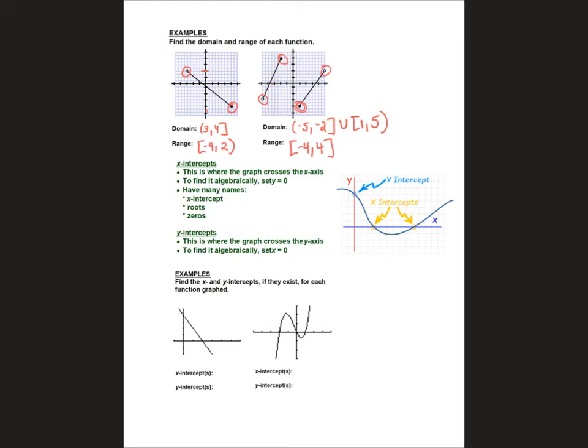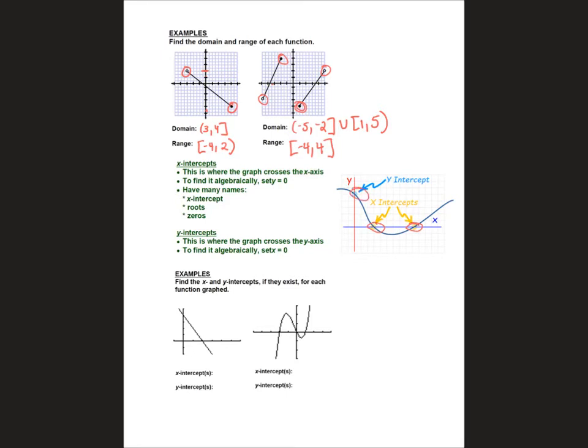Now, when we're finding x-intercepts, remember an x-intercept is the point in which the graph crosses the x-axis. To find this algebraically, you would set y equal to 0 and solve for x. There's many different names for x-intercepts, including roots as well as zeros. You can see here on the picture on the right, here are your two x-intercepts for this given graph. And then for y-intercepts, this is where the graph crosses the y-axis. And to solve that algebraically, we're going to set x equal to 0. And you can see again that this graph has one y-intercept.